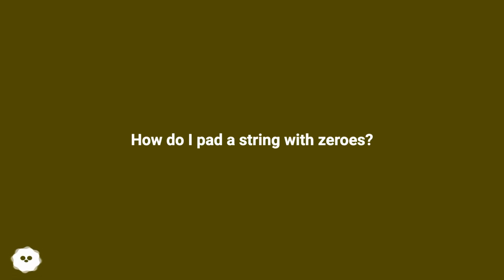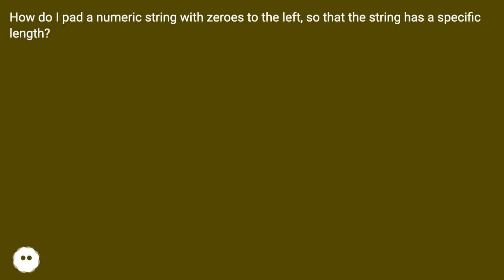How do I pad a string with zeros? How do I pad a numeric string with zeros to the left, so that the string has a specific length?